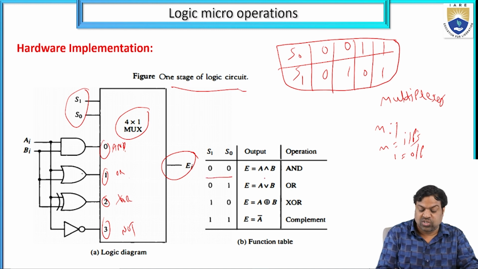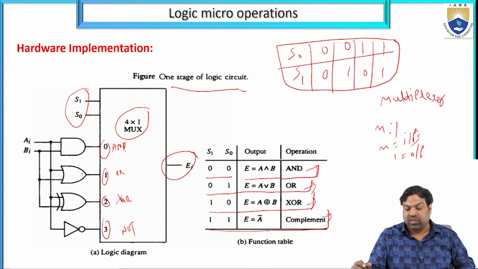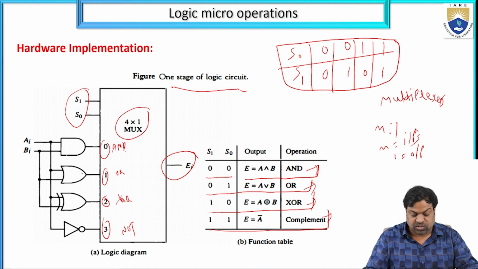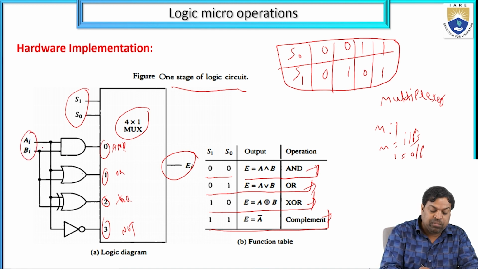If I am taking 0, 0, what will be enabled? AND will be enabled. 0, 1, OR will be enabled. 1, 0, XOR will be enabled. 1, 1 means the NOT gate will be enabled. Here AND gets enabled, OR gets enabled, XOR gets enabled, complement will be enabled. So that is the advantage of this one. So here, A and B are the 2 inputs.